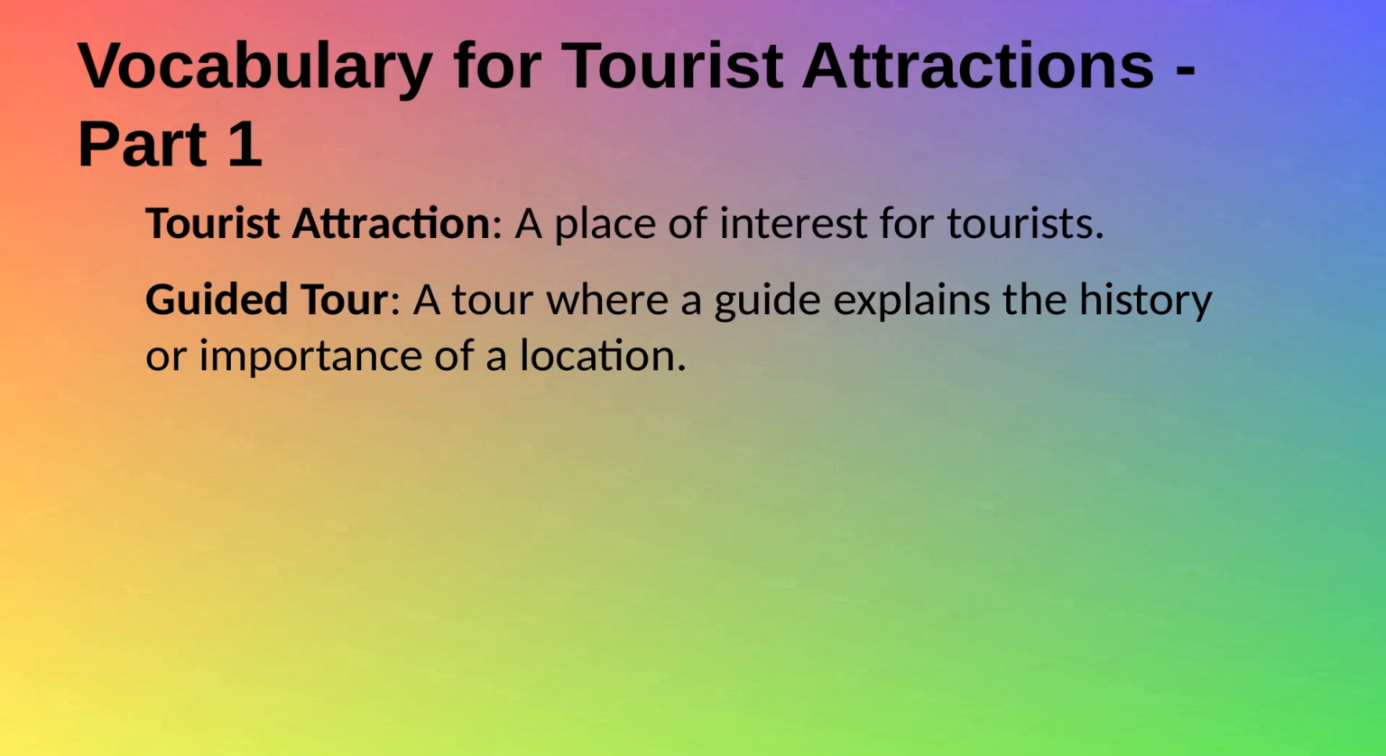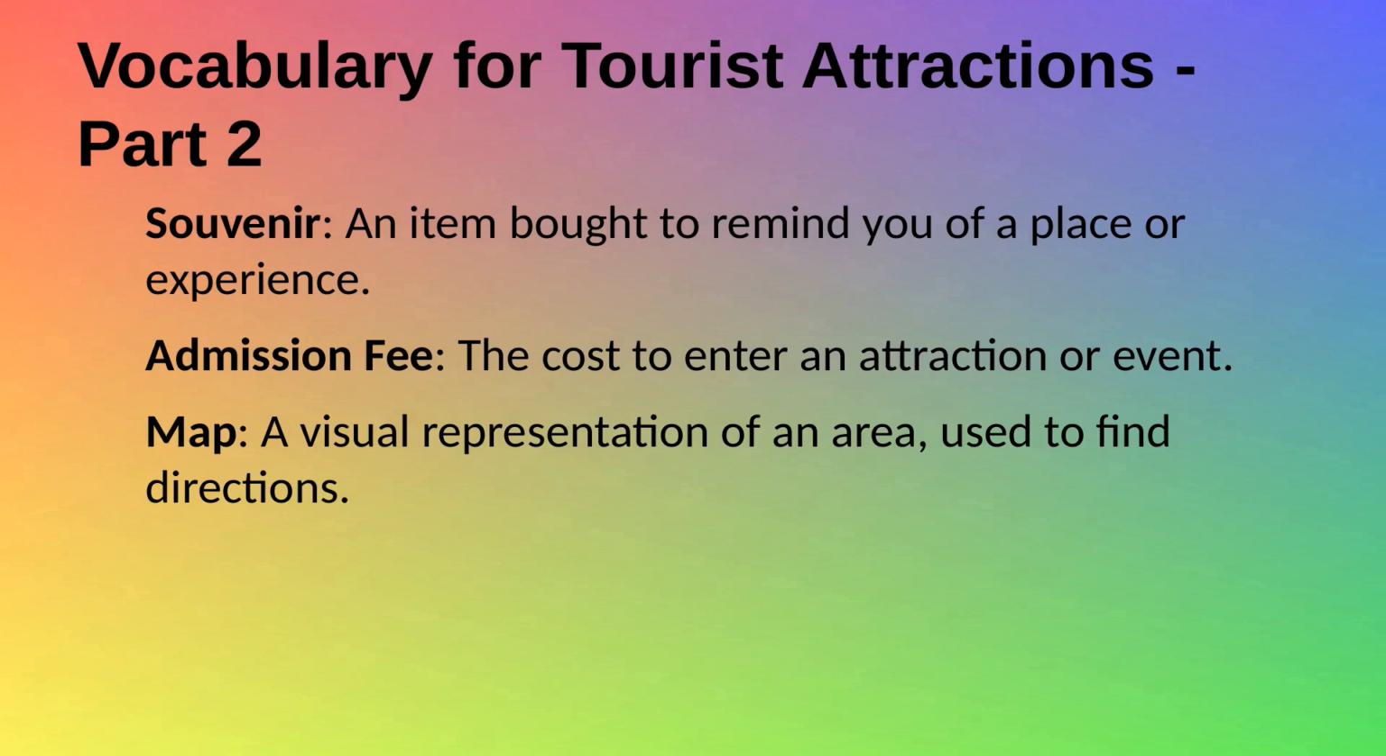Next is guided tour, which is when a guide explains the history or importance of the location. Continuing with tourist attractions, we have souvenir, which is something you buy to remind you of a place or experience. Admission fee refers to the cost of entering an attraction or event. And lastly, a map is something you'll use to navigate your way around an area.